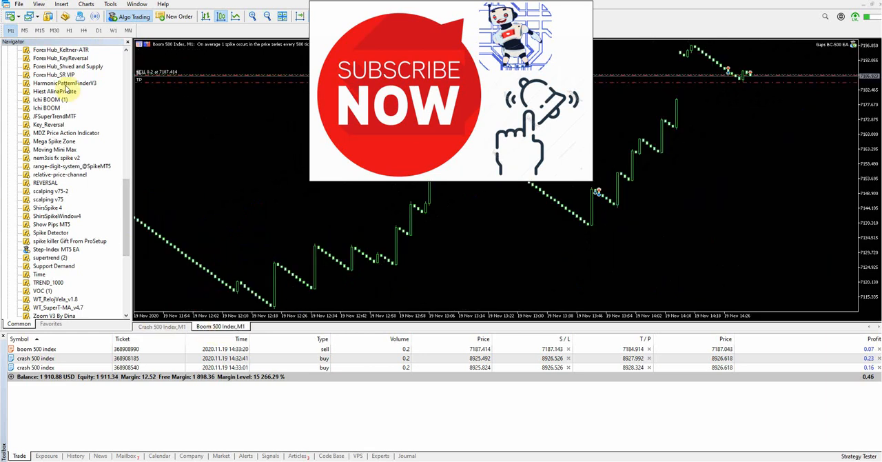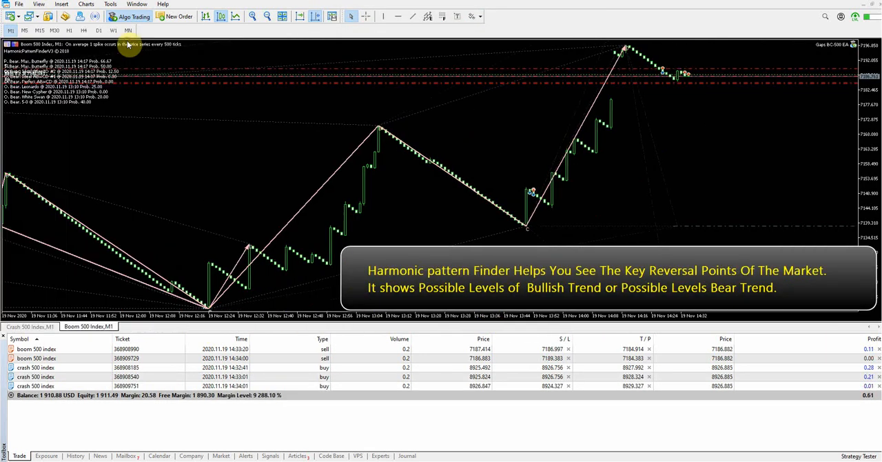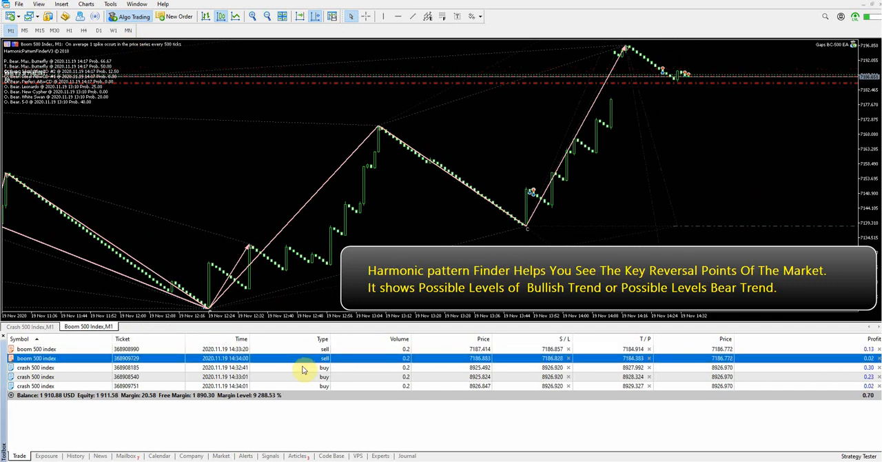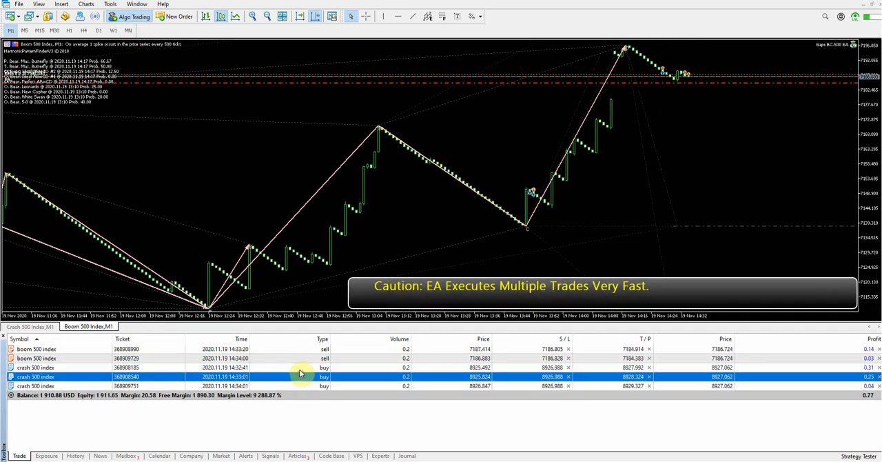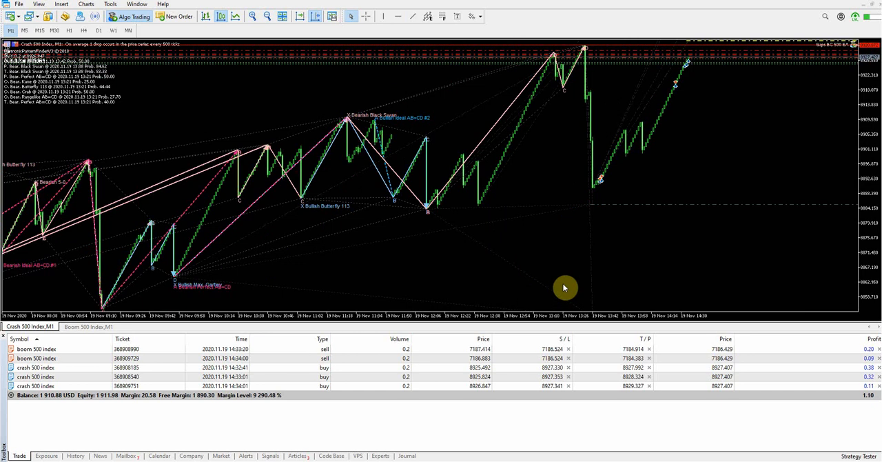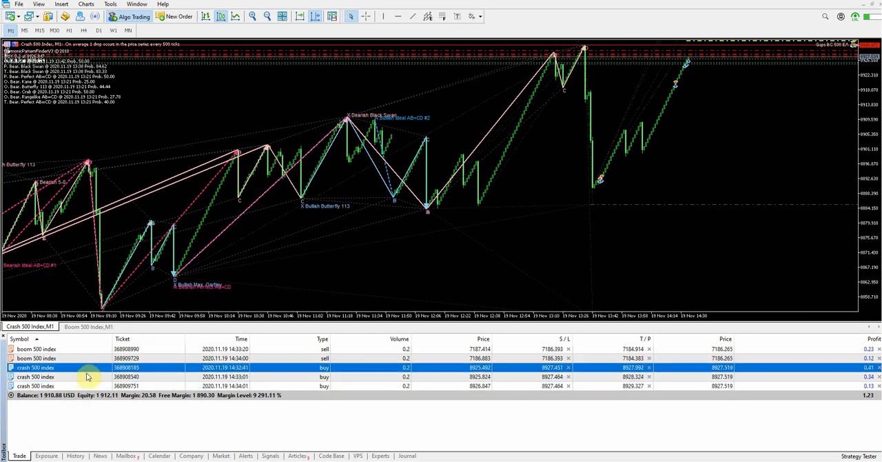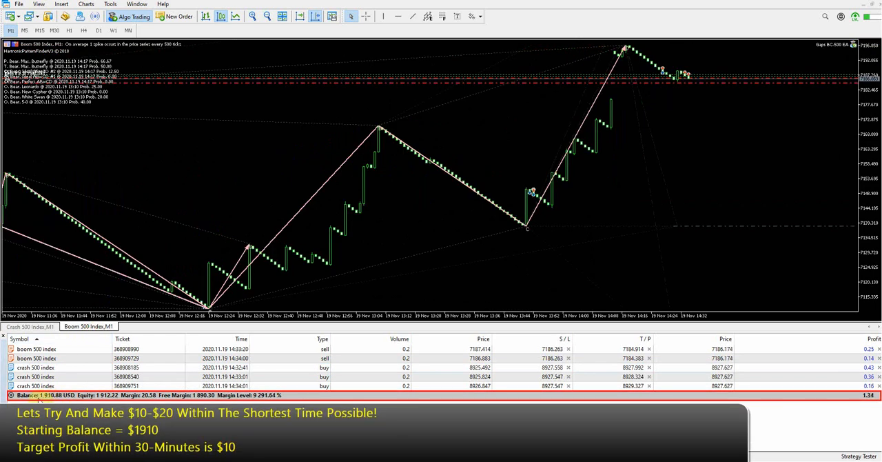I have added the harmonic pattern finder on my chart to help me find key reversal points of the market. This will assist me in identifying the key points and knowing the current trend and state of the market. I noted this expert advisor executes trades very fast. It also takes multiple trades at the same time. So you should be near your computer when the EA is running, especially if you only want to make quick profit within a short period of time. You can choose between long-term trading and short-term trading. On this video we will do a quick profit making using this expert advisor.